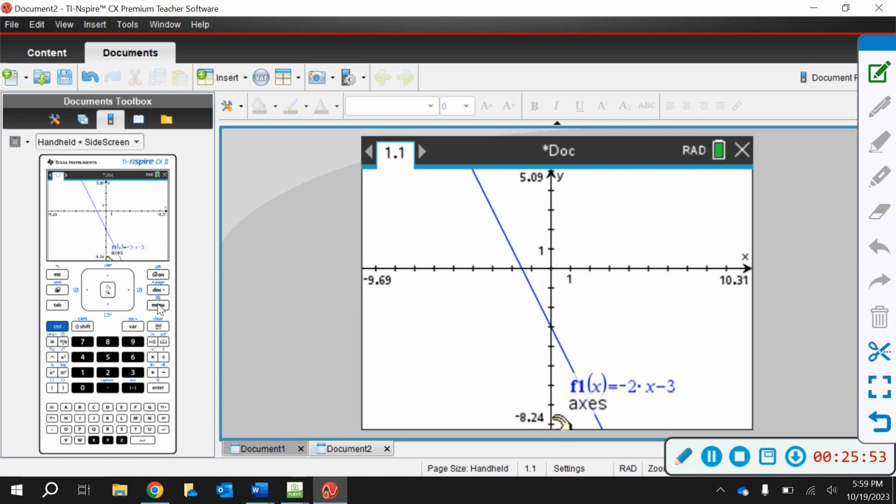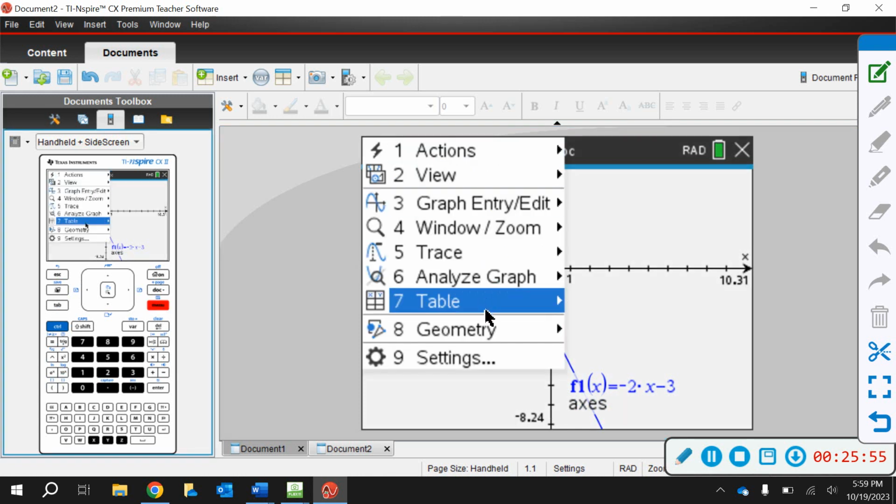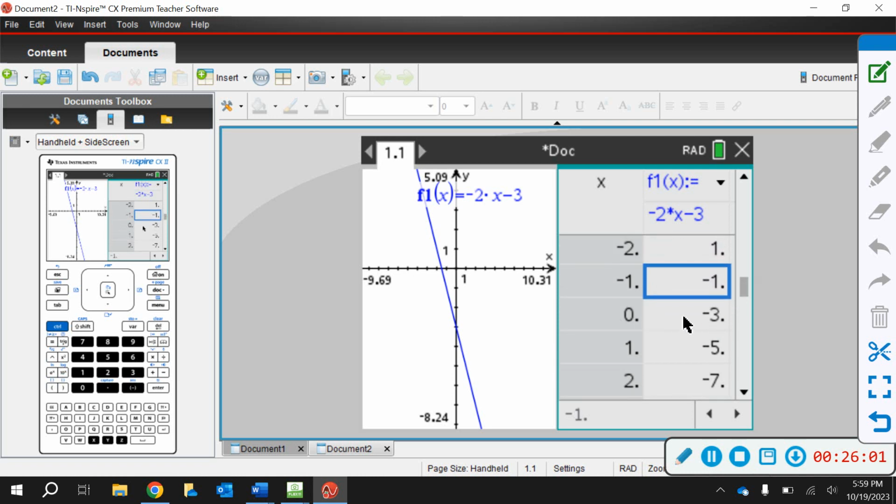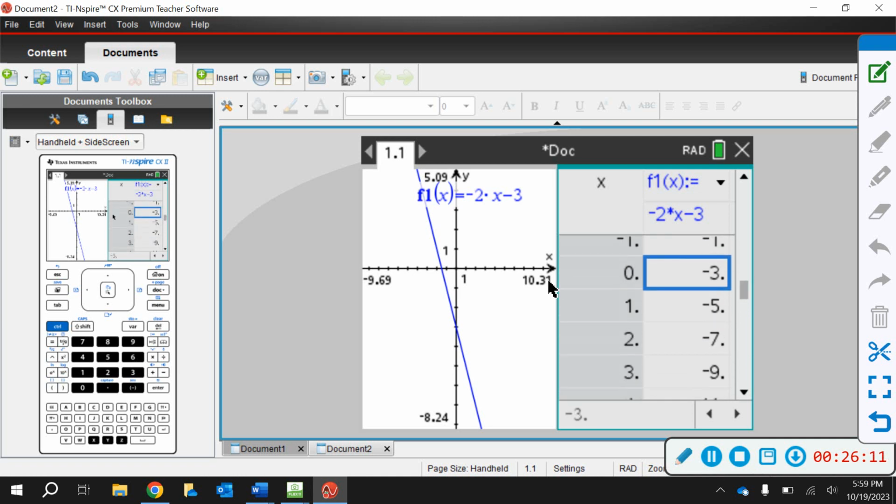I need another point. So go to Menu, go to Table, Split Screen, and there are my points. You have 0, -3, you have -1, -1, you have -2, 1, 1, -5. Just pick your points, graph it on your graph, and then connect your points to make a line. And that is it. So that's how you do number 17 and number 18 on that.